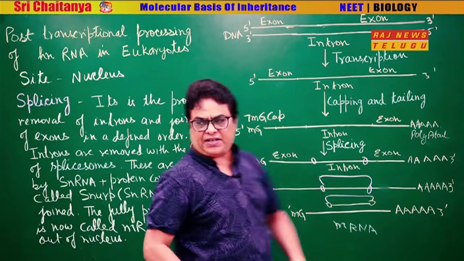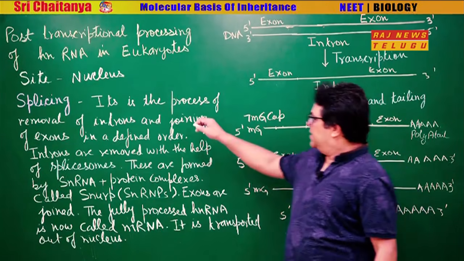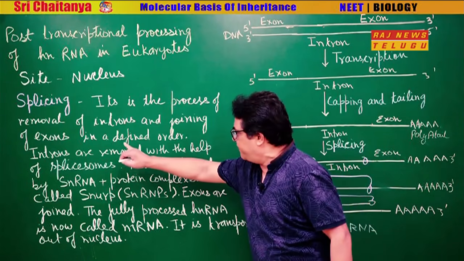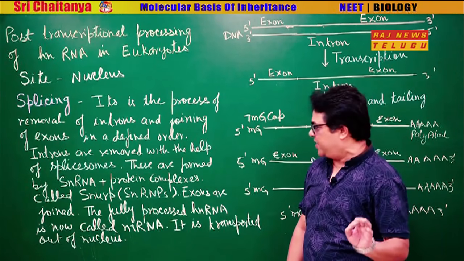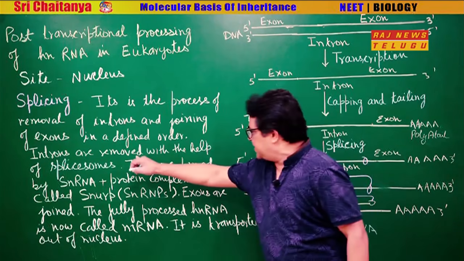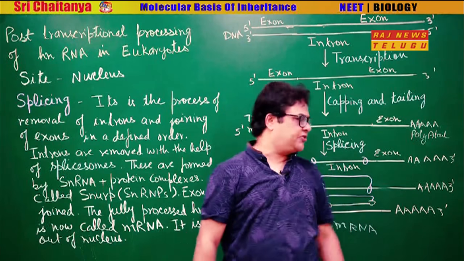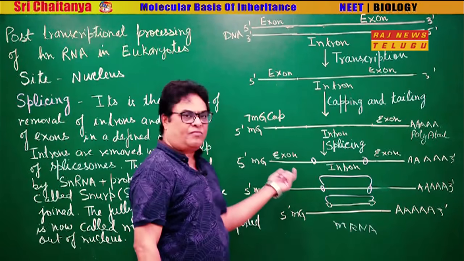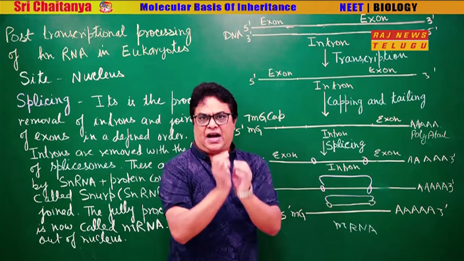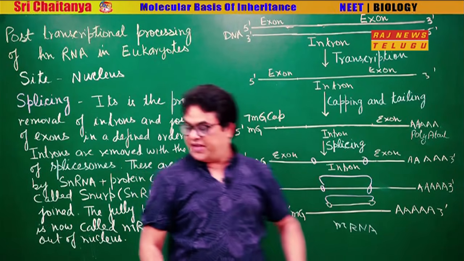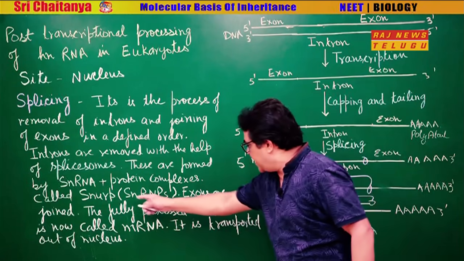So, you see what is happening in splicing, the process of removal of introns and joining of exons in a definite order. Okay. Introns are removed with the help of spliceosomes. Now, let us try to see what spliceosomes are. There are RNA-protein complexes, snRNA protein complexes, called SNRPs. You can see here, SNRP.